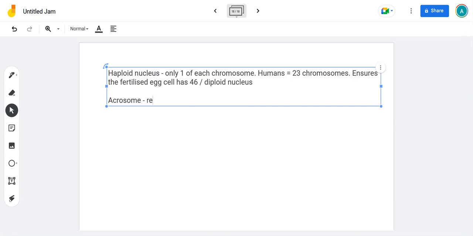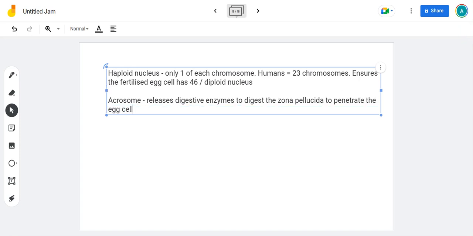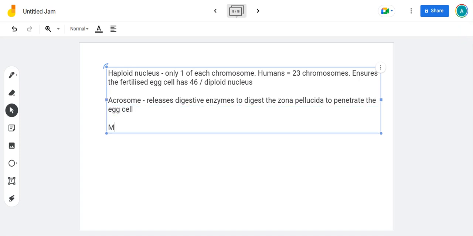So it releases digestive enzymes to digest the zona pellucida, to penetrate, that means to get inside the egg cell. The next one it wants you to know is the mitochondria.